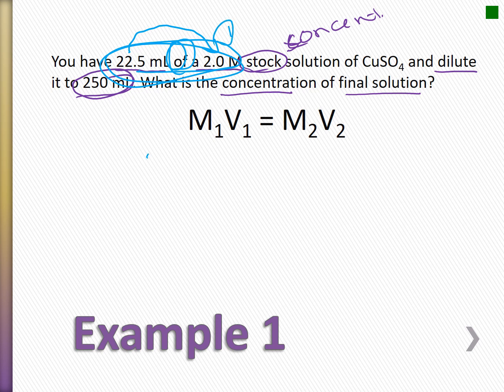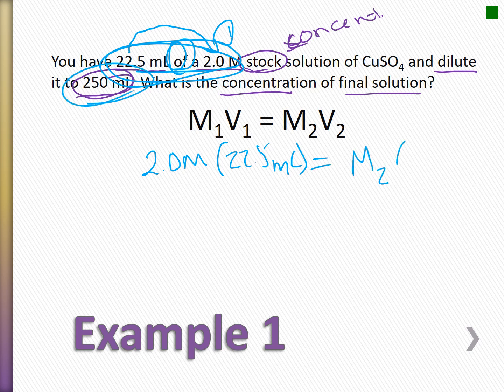So my M1 is 2.0 molar, and my V1, I'm going to stay in milliliters, 22.5 milliliters. Why? Because I noticed that my other volume's in milliliters, so might as well. I am trying to solve for my M2, and my final V would be 250 milliliters. Okay, so when I solve this, I get my molarity of 0.18 molar, rounded to the correct number of sig figs.